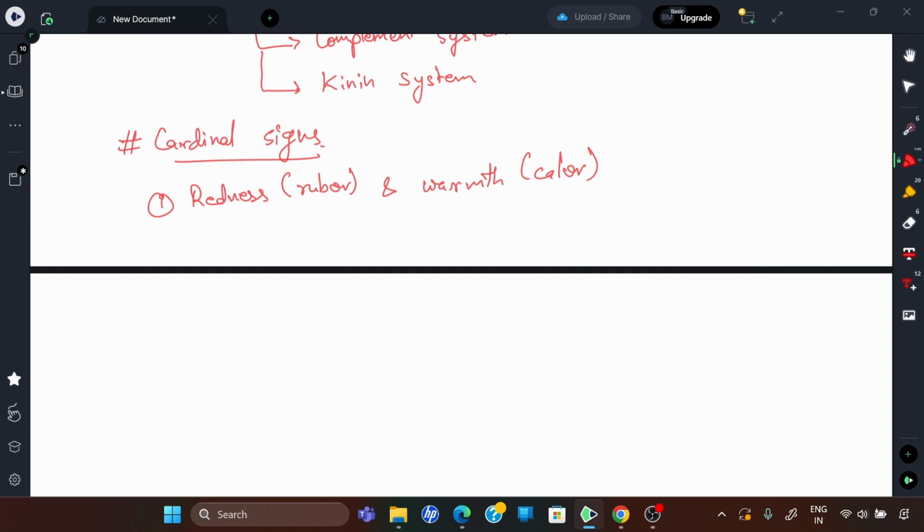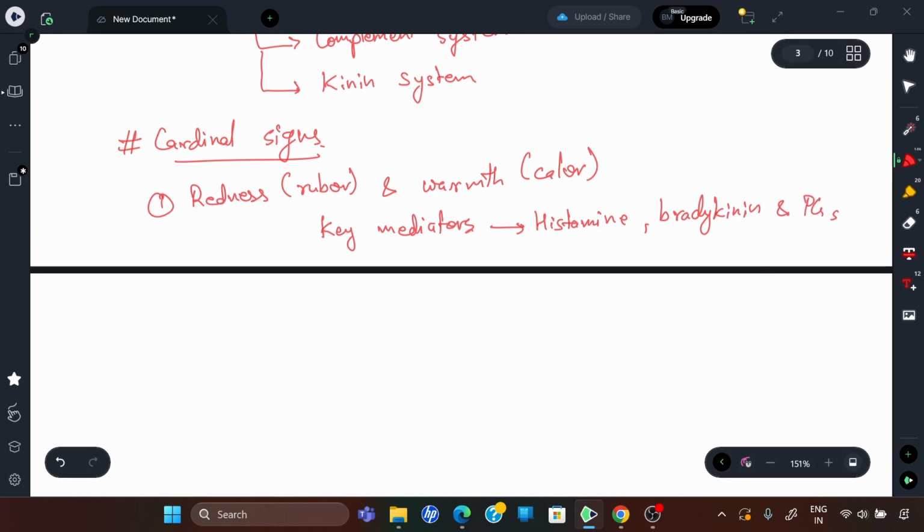When the amount of blood flow increases due to vasodilation, it results in redness and warmth, right? And how is this vasodilation happening? It is happening by relaxation of arteriolar smooth muscle. Now, what are the key mediators for these two cardinal signs? The key mediators are histamine, bradykinin, and prostaglandins. So these are the key mediators for redness and warmth.